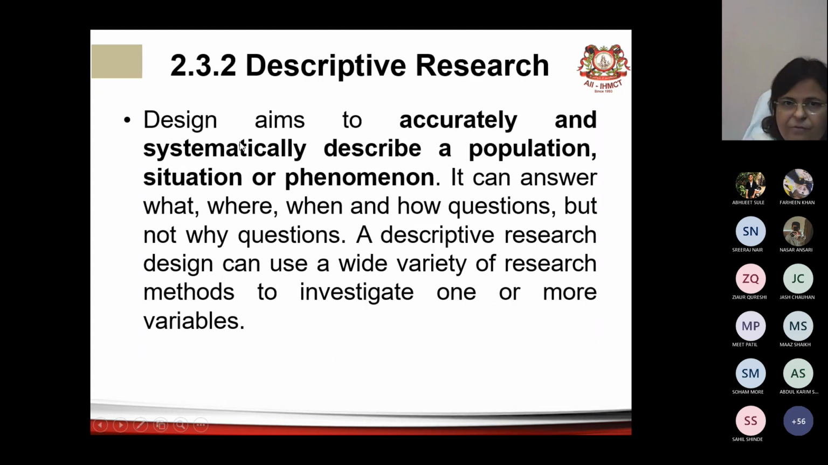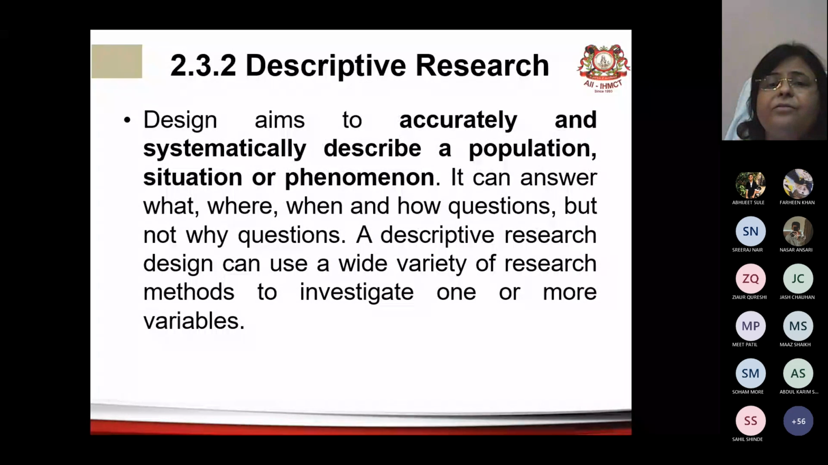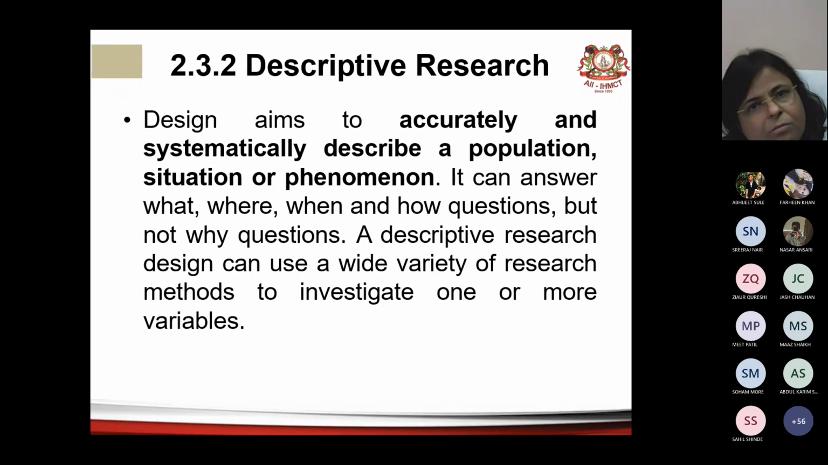Let us go to descriptive research. The design aims to accurately and systematically describe a population, situation, or phenomenon. You have to describe, but obviously it's done systematically. It can answer what, where, when, and how questions, but not why questions. Why goes more into relationship, cause and effect.